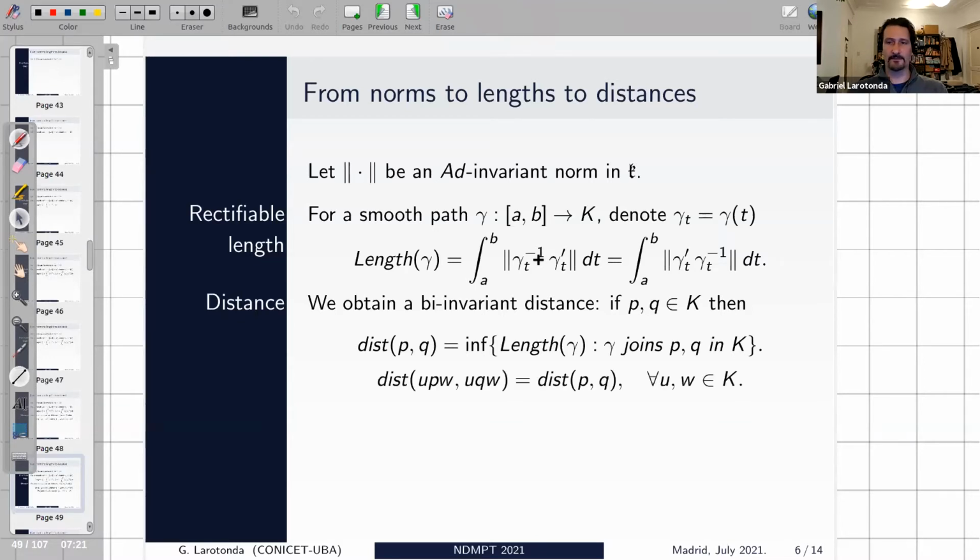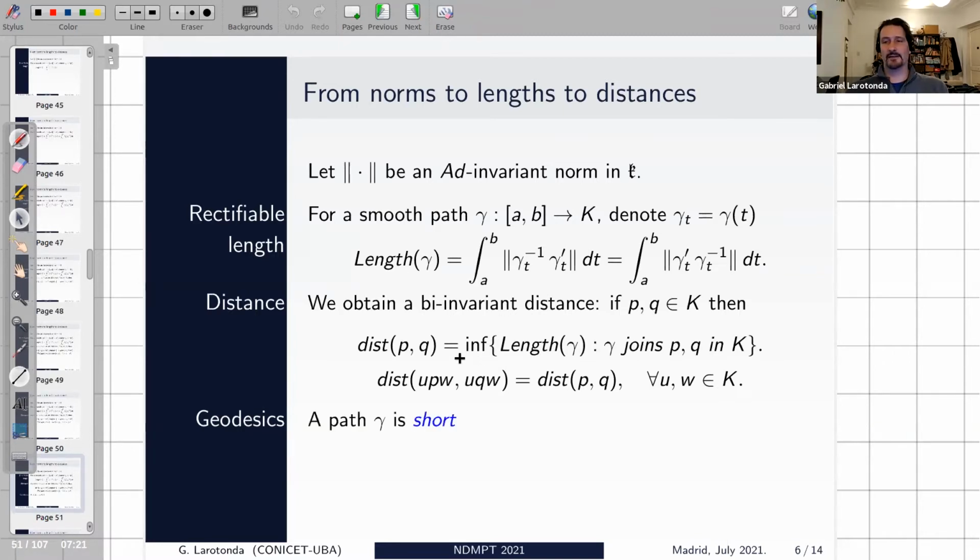And this distance is bi-invariant because if you conjugate or if you move around with U and W, it doesn't move the distance. So this property follows from the ad invariance of the norm and the definition, which is a left invariant metric in the group. So what is a geodesic in this context? You know, in the classical setting of Riemannian manifolds, when your tangent norm comes from an inner product, which is not the case here, you see there's nothing Riemannian about the maximum of something.